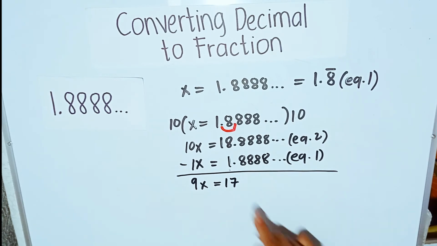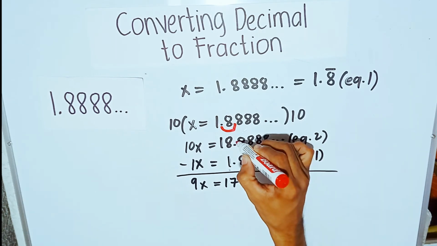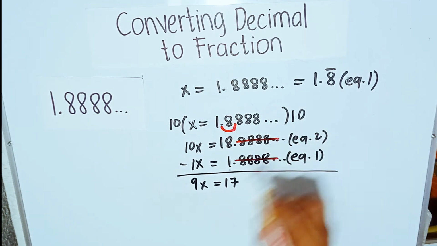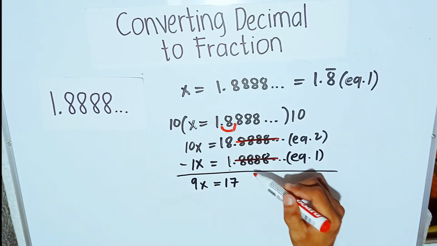At anong mangyayari dito after the decimal na to? Ang gagawin natin dyan is, sabi sa ML, wipe out. So, wipe out na natin yan. So, cancel na po yan kasi pag nasubtract natin yan, 0 na yan.